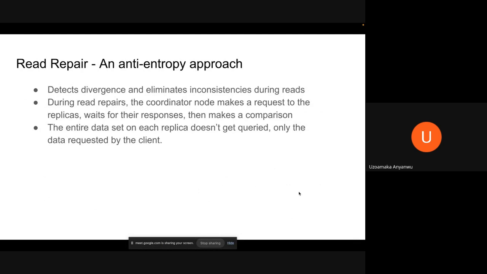Read repair is an anti-entropy mechanism that detects divergence. The way it works is, when you have a coordinator node and other replica nodes, and the coordinator node performs a distributed read, it optimistically assumes that the replicas are in sync with the same information. But if that's not the case, and some replicas send different responses when they're queried, the coordinator node takes note of that and then sends the missing updates to these replicas.